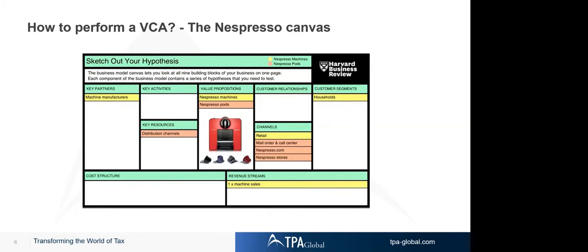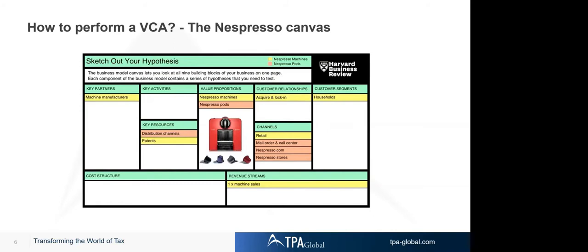Now, why do they use different distribution channels for the machines and the pods? Well, they use retail because it has the broadest reach possible, because they want to get the machines into your household. Once you have it in your house, you're actually locked in because you can only use Nespresso pods. That's so-called switching costs, which prevent you from going to another machine manufacturer. And they defend that through the patents that they have in the key resources.